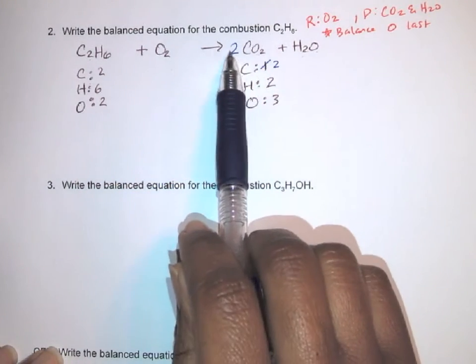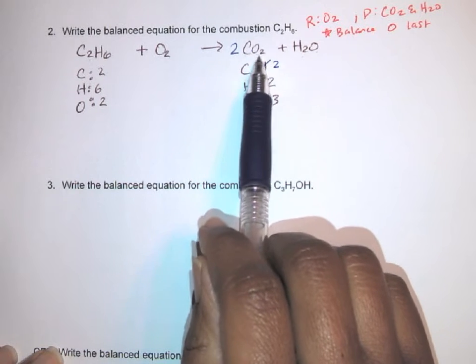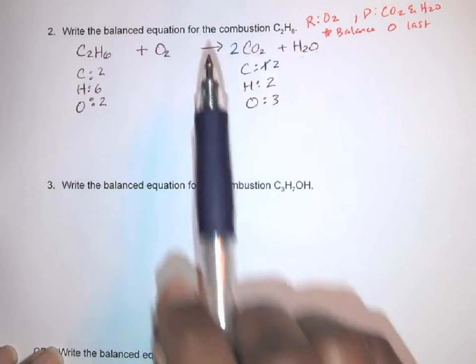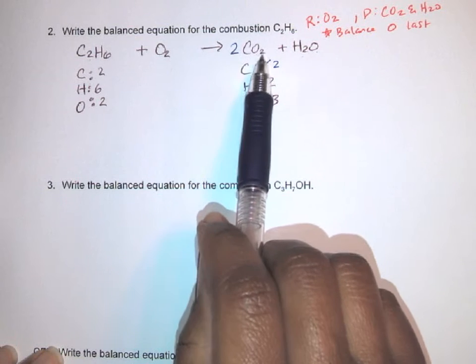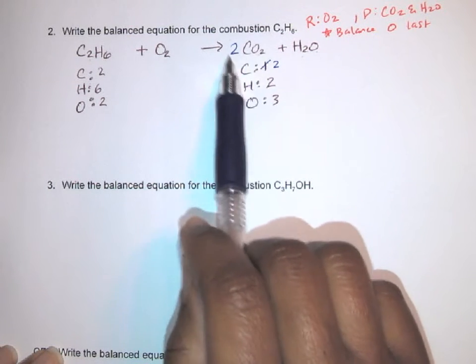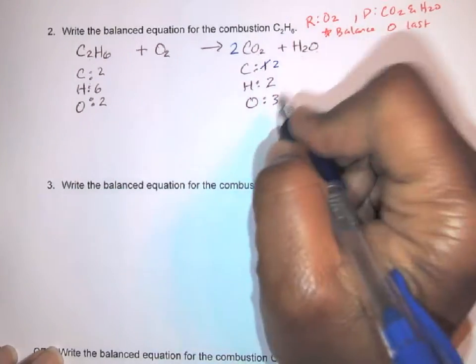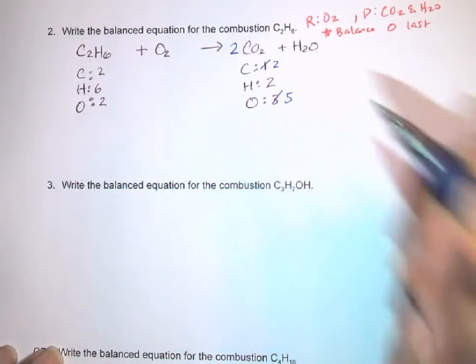Now remember, once I've done that, I've also changed the number of oxygen atoms since CO2 also has oxygen in it. So I need to recalculate that. Right now I have 2 times 2, so 4 oxygens from the CO2 plus the 1 from the water. So 4 plus 1 gives me 5.